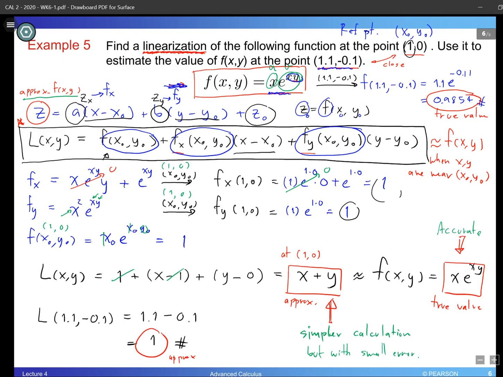Okay? Alright, so that's the idea how to use linearization to approximate a function value at a certain point.